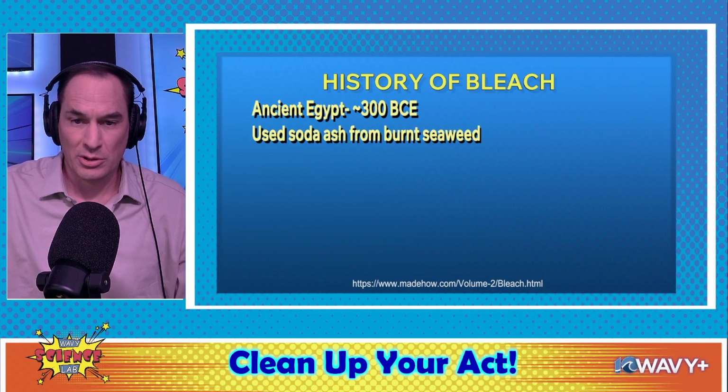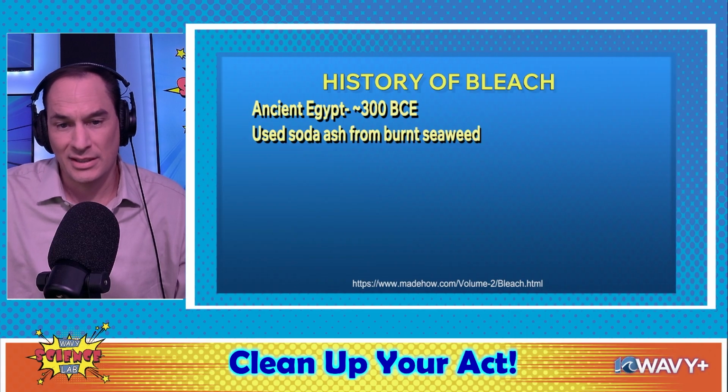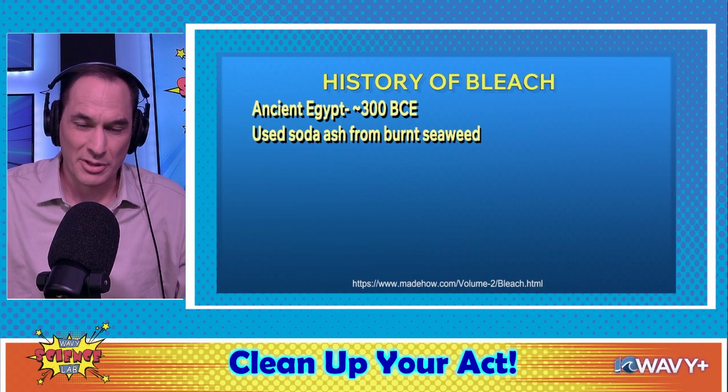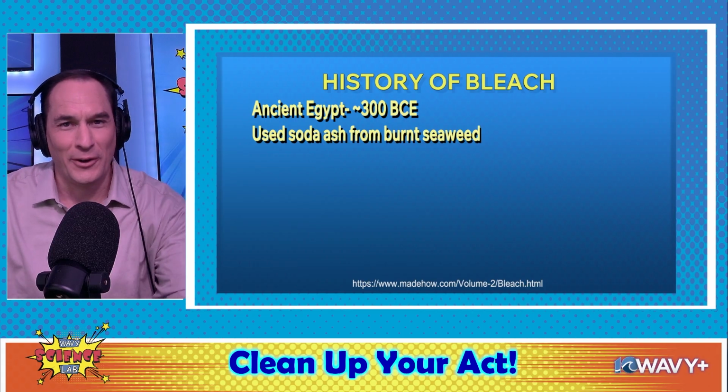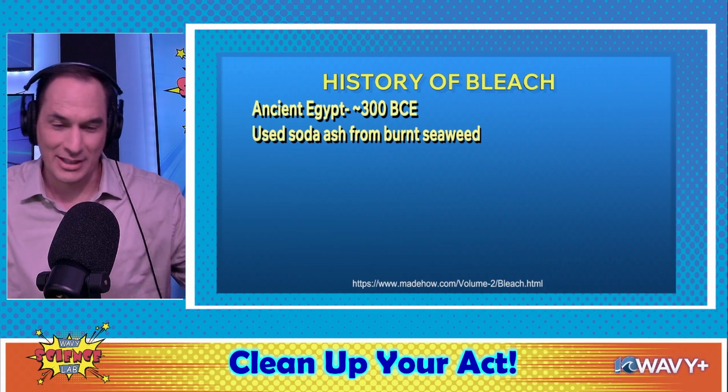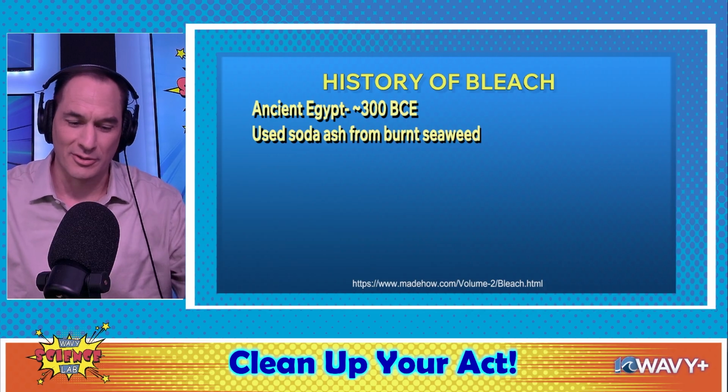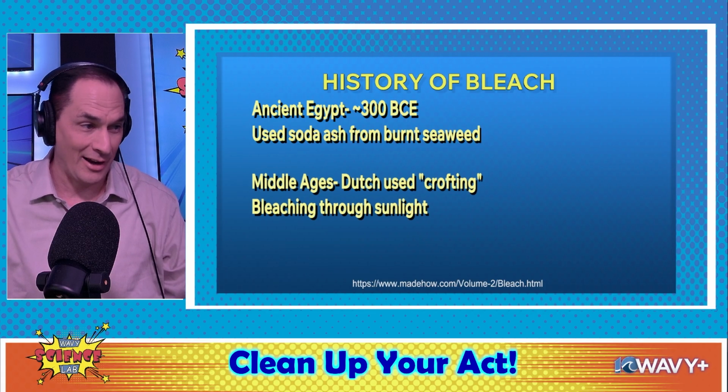So the history of bleach going back in time: ancient Egypt, around 300 BCE, used soda ash from burnt seaweed. How did they know that? How did they figure this out? I probably could have kept reading a little closer and dug more articles, but I was just impressed that they figured that out. That's so cool.